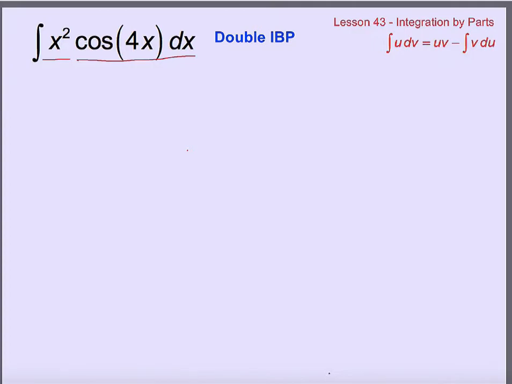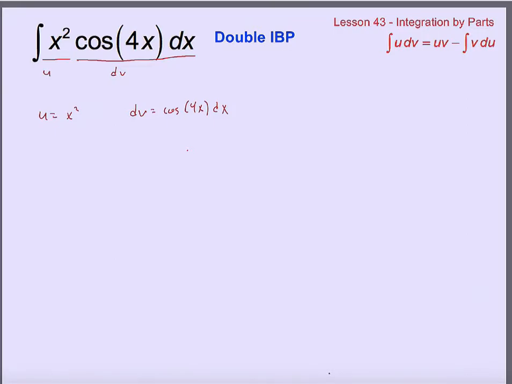The x squared, I know it doesn't completely disappear with a derivative, but it does get simpler. We go from a quadratic to a linear, so that's progress. And the cosine of 4x dx, we can integrate that. It's not hard to integrate a cosine. So if we call our u x squared and our dv the cosine of 4x dx, we've got the setup that we need for integration by parts.